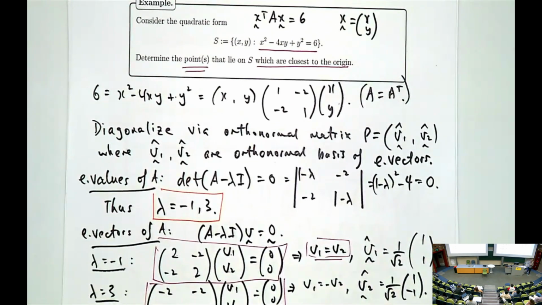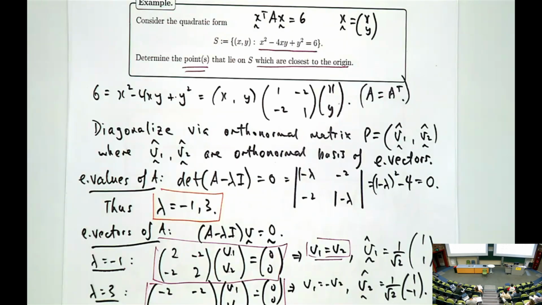Okay. So some of you will have forgotten this, that's fine. In this situation, we've got this quadratic form, right? x squared minus 4xy plus y squared equals 6. Now, we don't know how to draw that very easily, right?